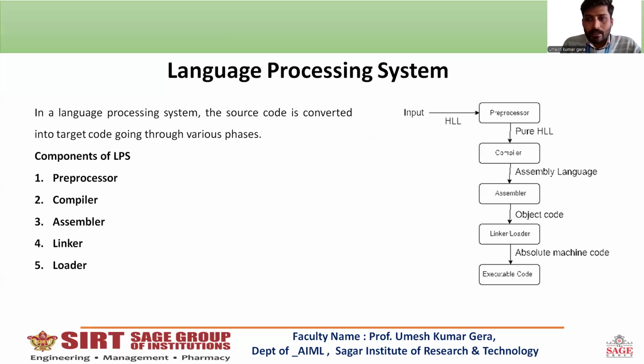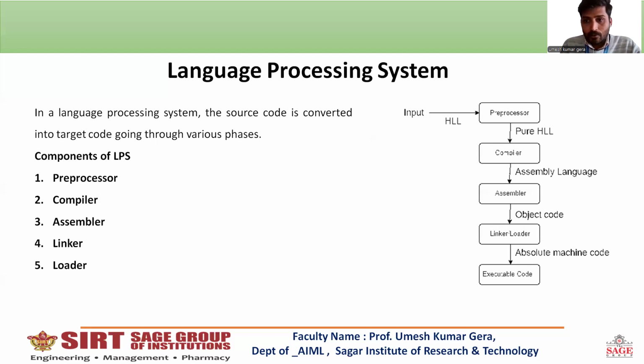Then after that, your assembly language code goes as an input to the assembler phase. What is the role of the assembler? The assembler converts your assembly language code into object machine code. So what is machine code? Machine code is of two types: one is absolute machine code, and the second is relocatable machine code. The assembler is used to convert your assembly language code into machine code that is relocatable.